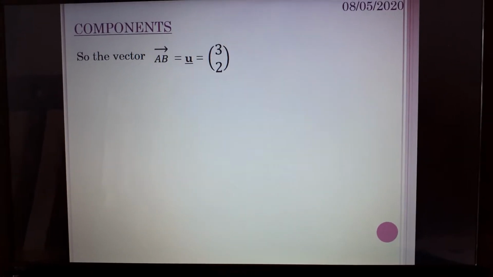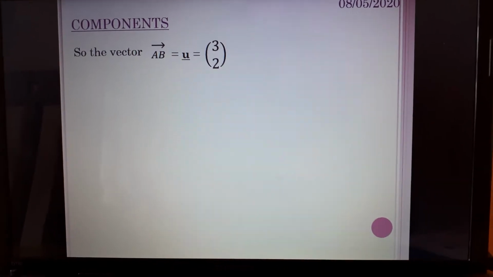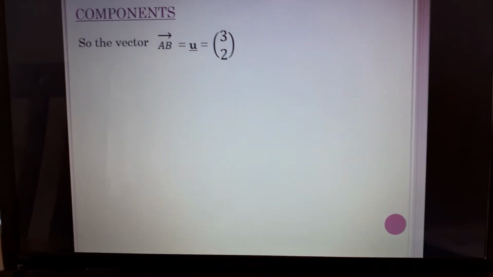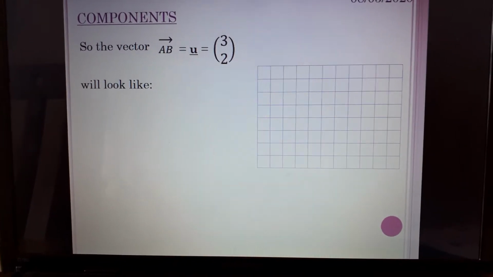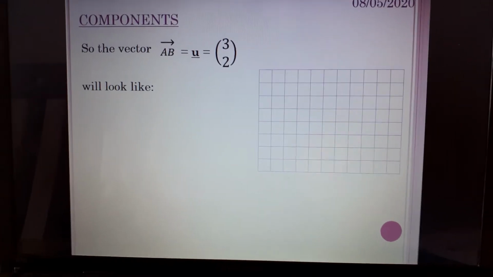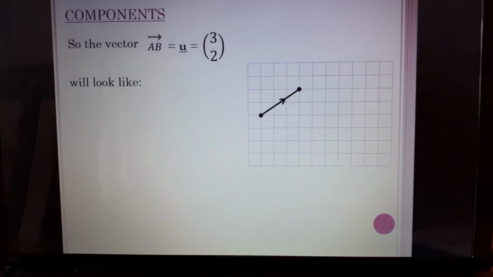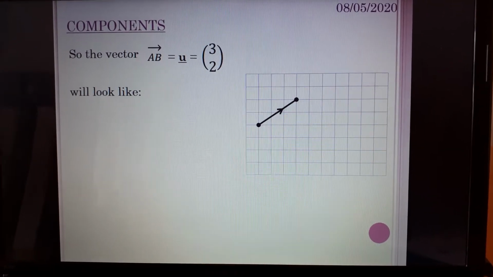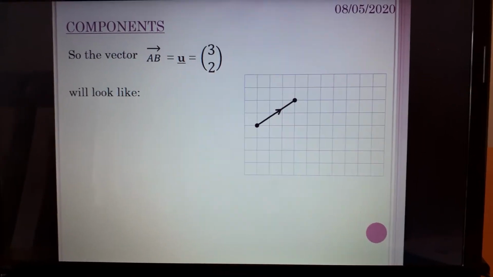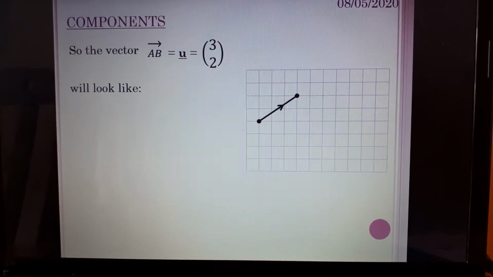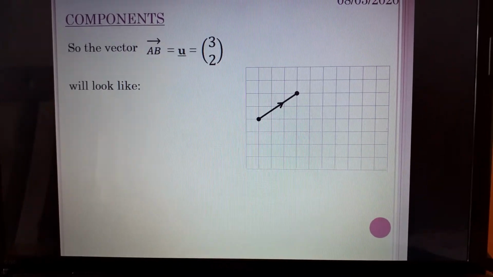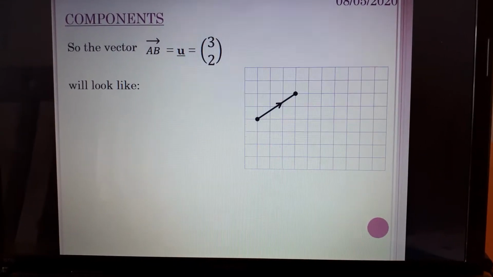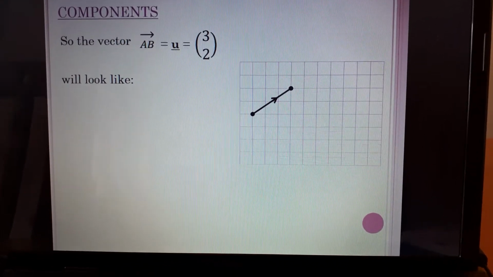So a vector AB starting at A finishing at B could also be named U, and to show what this vector looks like, it has the components 3, 2. So on a little scaled diagram here, we have that vector. Now, the starting point of a vector is one of the big differences between a vector and a coordinate. A coordinate starts at the origin, and a coordinate is a dot. A vector is a line. A vector has a starting point and a finishing point, and it can start anywhere you choose. That's the big thing about a vector. It can start from anywhere.